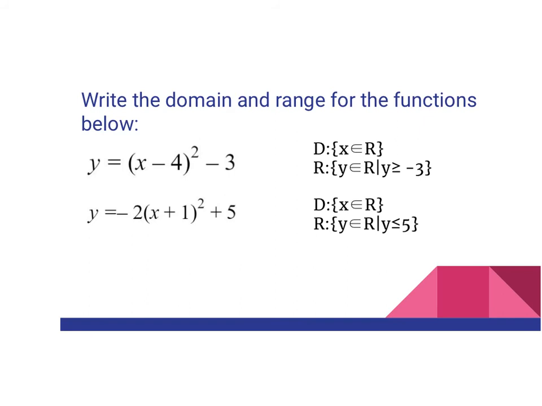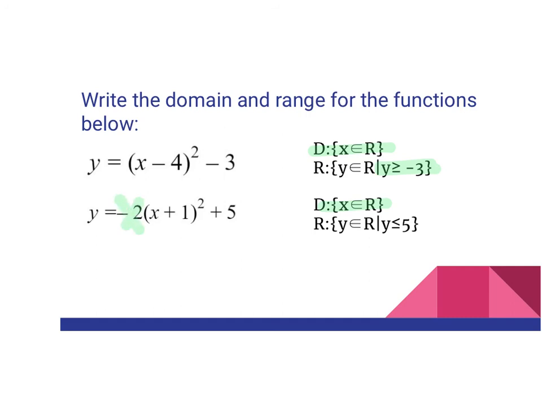So we know that, like I said, there's never any restriction on the domain for a quadratic function unless something is specified. However, for just the normal function, so y equals (x minus 4) squared minus 3, that means that my vertex is (4, -3). So that means that the y has a minimum of -3.